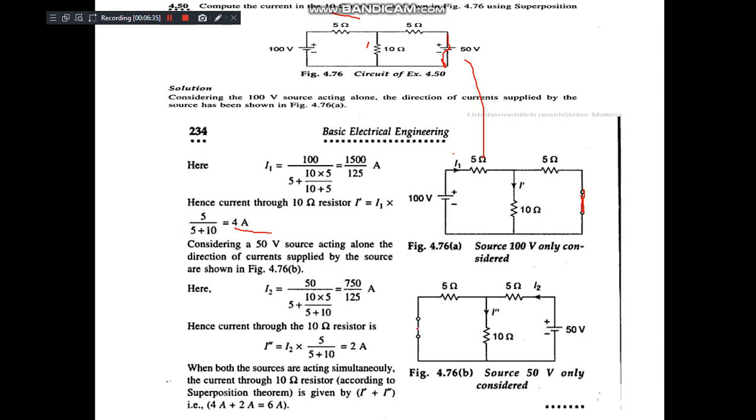The second step is very simple. Deactivating the first source, activating the second source. So I2 is equal to the total voltage 50 divided by, these two are parallel, this combination is parallel, and this one is in series with this 5 ohm resistance. So this is I2. But we have to calculate the current passing through the 10 ohm. The opposite resistance is 5, the total resistance is 15. So 2 amps. According to the theorem statement, the summation of both currents is equal to 6 amps. So this is the simple problem.